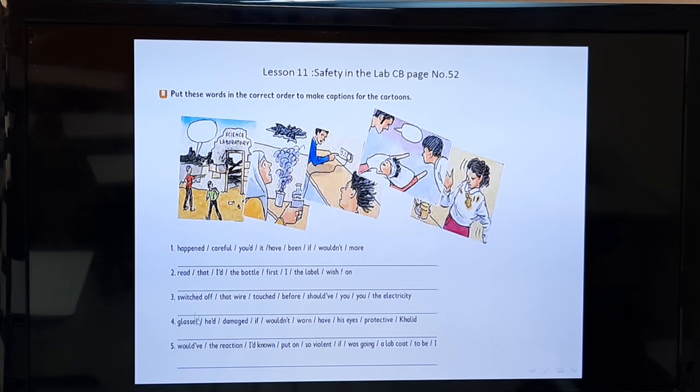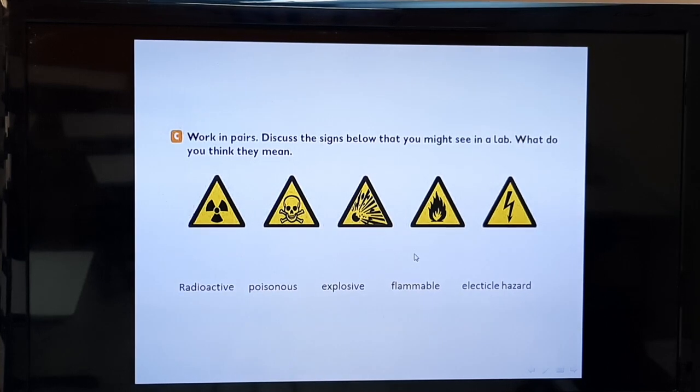Try to answer, they are very important because these are things that happened in the lab, or advice, as if conditional type 3. Okay, then you have these, and you should know every sign below with its words. Okay, you have radioactive, poisons, explosive, this is number 3. Number 4, flammable, electrical hazard. Okay, so you should know these. It might come as matching. Be careful with these things.